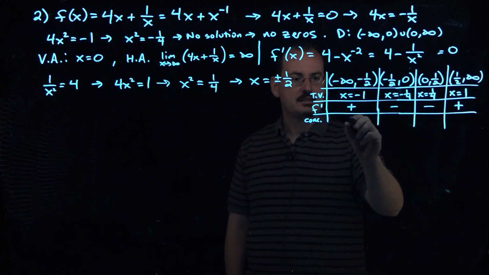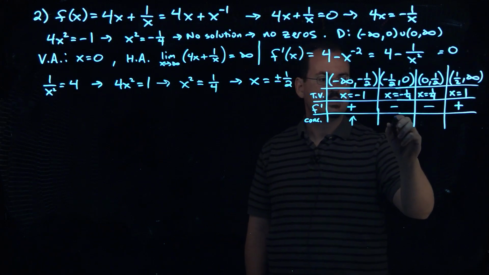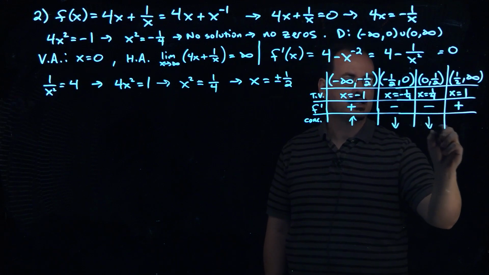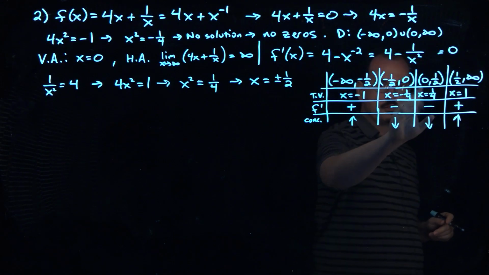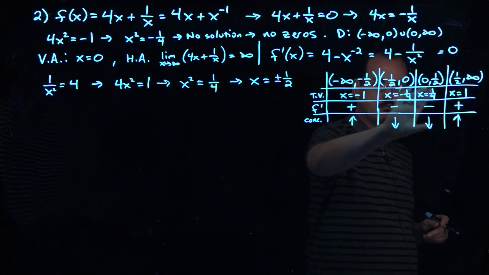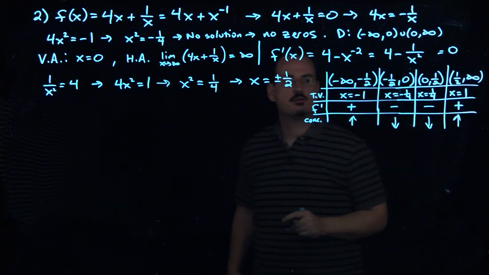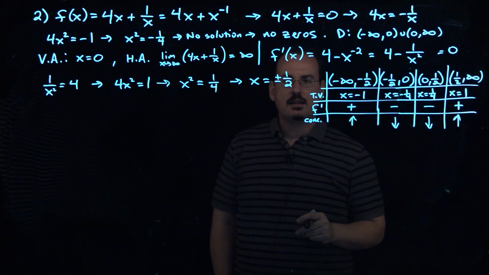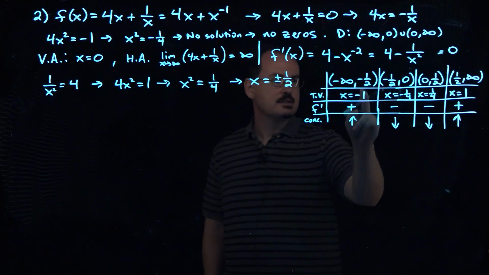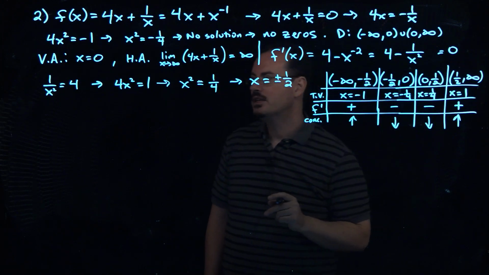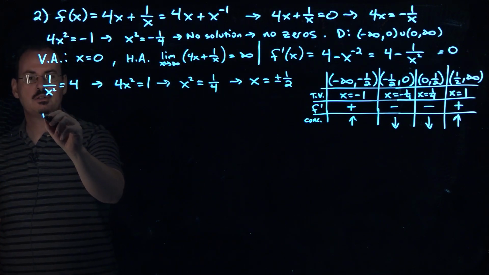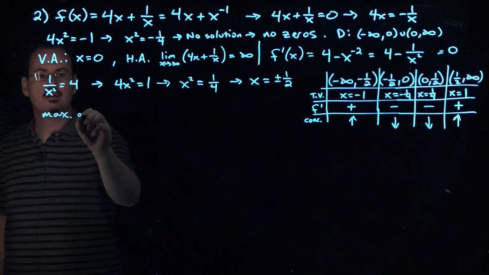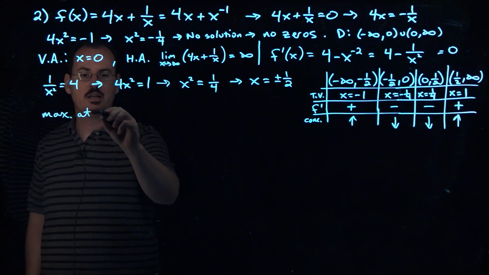Okay, so what is this telling us? That the function is increasing, and then it's decreasing, and then it's decreasing again, and then it's increasing. Now remember, 0 is an asymptote, so all this is telling us is that it was decreasing on both sides of the asymptote. So we have to remember that. Then this will tell us, since -1/2 and 1/2 are both critical, we've got a maximum value at x equals -1/2.